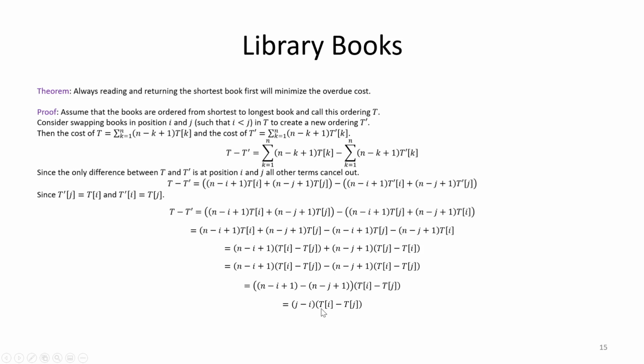What order is t in? Assume all the books are ordered from shortest to longest. Call this ordering T. If they're ordered from shortest to longest, that means tj, which comes later, must be longer than ti, which comes earlier. So this is the shorter, this is the longer, so this one must be a negative. And what happens when you take a plus and multiply it by a minus? You get a minus. So this whole thing must be negative.